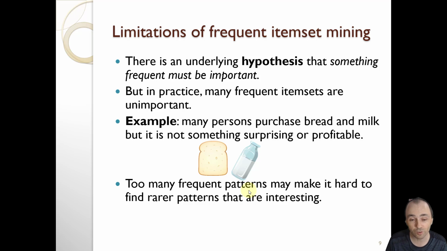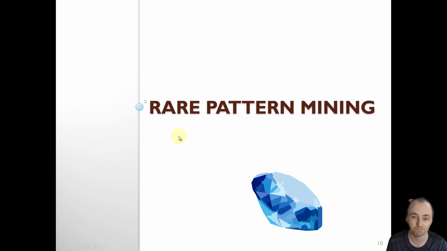So you would like to find some patterns that are maybe more rare, okay, not so frequent. But if there are too many frequent patterns with bread and milk, maybe you cannot see the other patterns that are a little bit less frequent but are still interesting. So today I will talk to you about how to find the rarer patterns, the patterns that are not so frequent, okay. So we call this rare pattern mining.